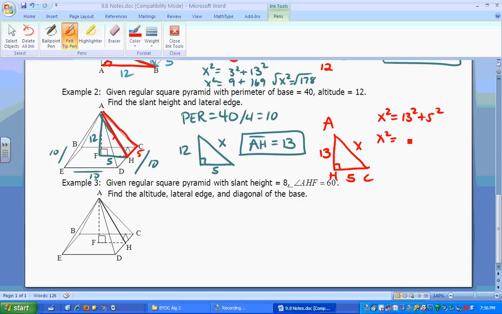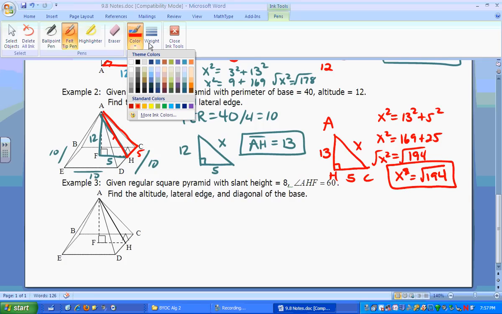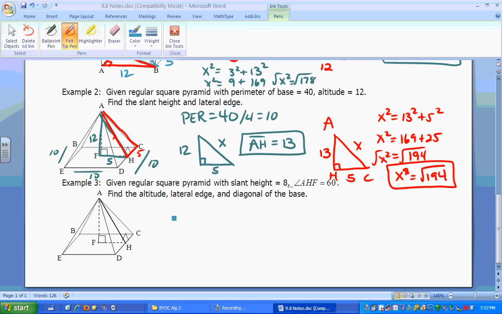Alright, x squared is equal to 169 plus 25, equaling 194. Root it. x is equal to the square root of 194. And that is our lateral edge. Good stuff, right? I hope so.